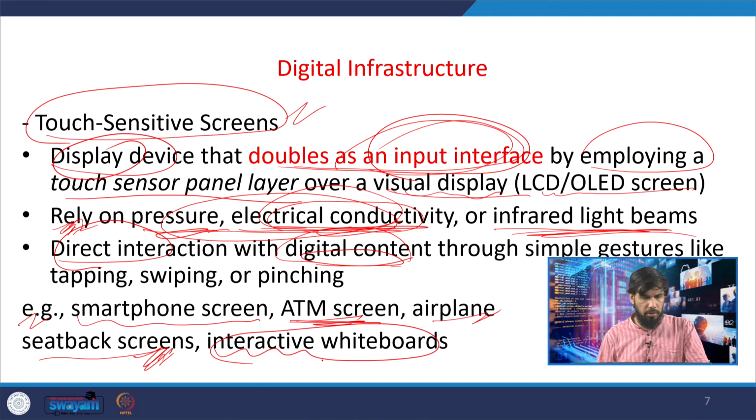Interactive whiteboards, in classrooms, might be used. The whiteboards might be quite big, because they are being used in a learning context in a classroom setting. They typically use infrared light beams, which scale well to the screen size. Therefore, that technology is more common there. So, this was about touch sensitive screens.